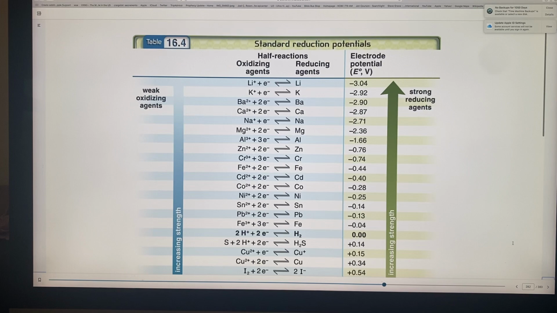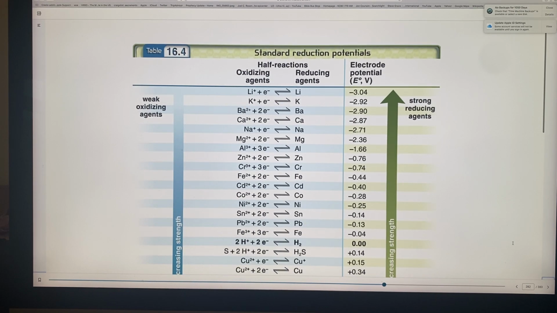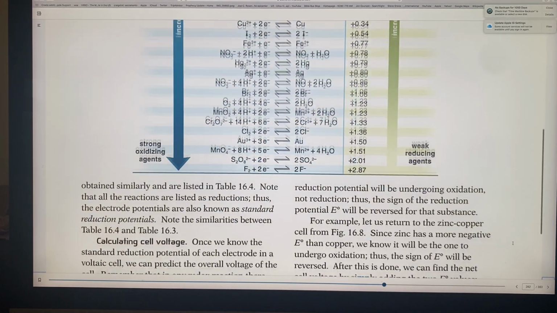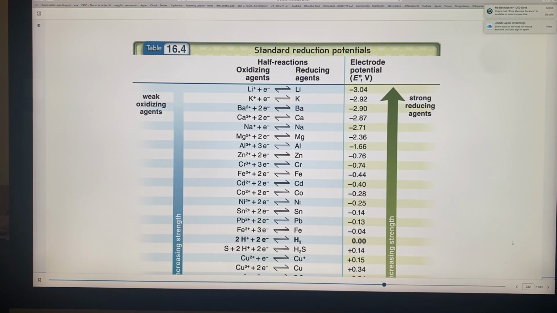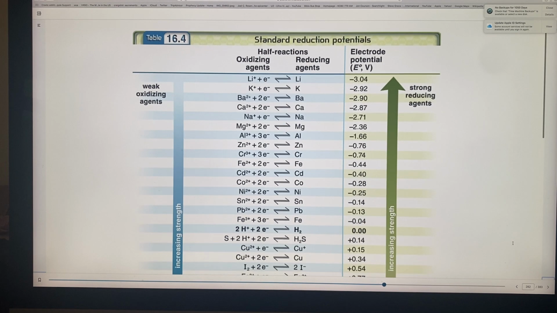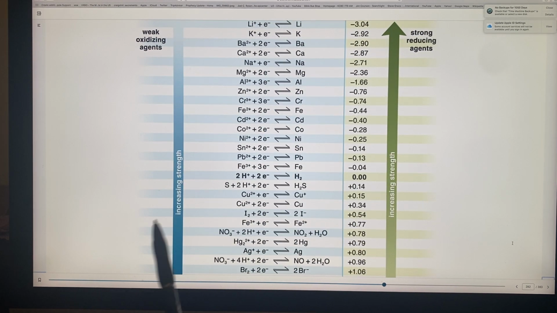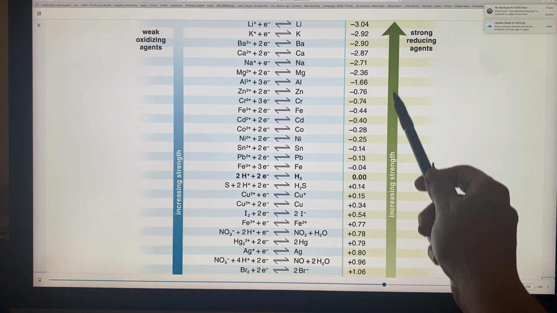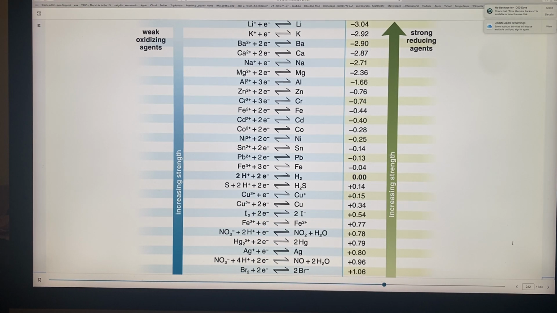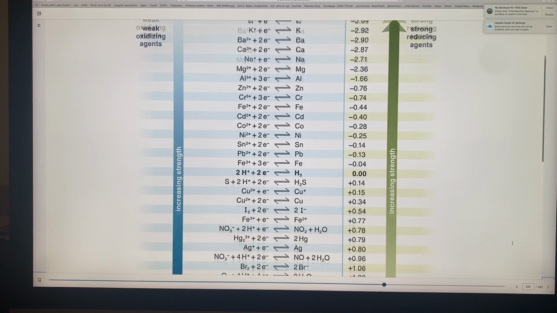And here is the standard reduction potential table. These are all the values of the standard reduction potentials relative to hydrogen. Hydrogen is in the middle, with the electrons here. We have weak oxidizing agents above, increasing in strength, and then strong reducing agents. Of course, oxidizing and reducing are opposites.